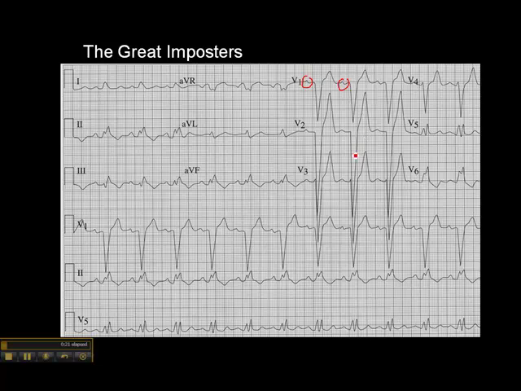Then we look to see if it's right bundle branch block or left bundle branch block. And V1 is downgoing, so we know it's probably left bundle branch block. And we see a rabbit ears pattern in V5 and V6. So we have a left bundle branch block.